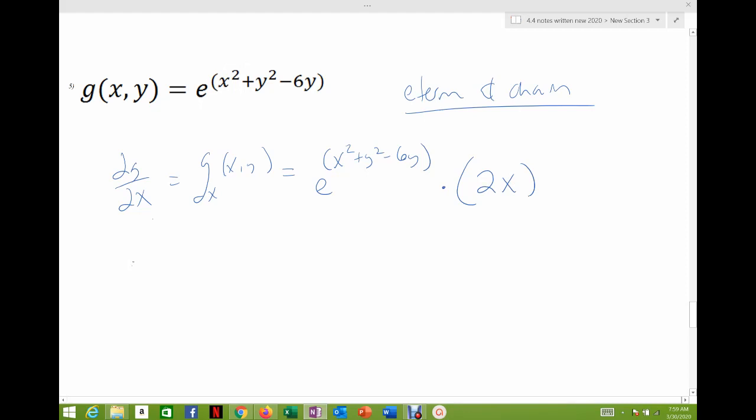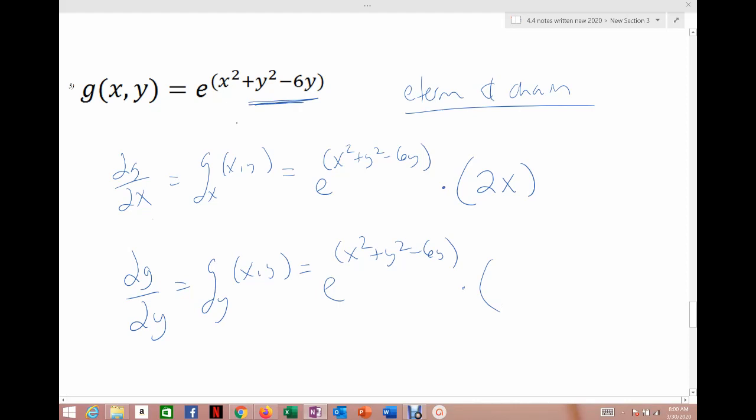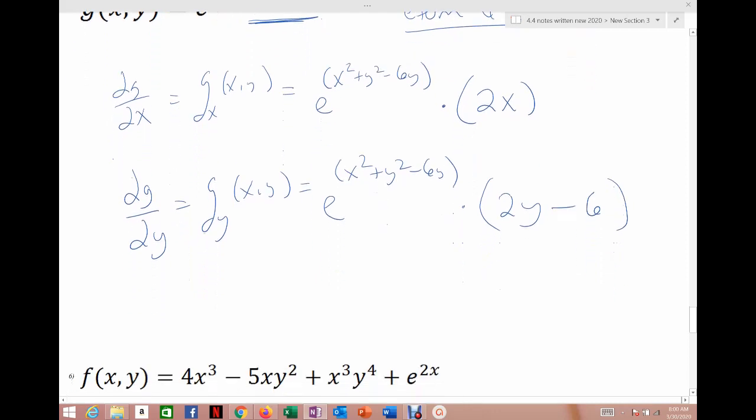Now I'm going to take my first derivative with respect to y. So the change in my g with respect to y, so g sub y. First part's the same. Derivative of the e is the e, and so I rewrite my original expression as is. Then it's times the derivative of the inside, and this is where it matters that I'm looking at the y parts. There are my y parts. The x squared zeroes out, so it's just the derivative of y squared, which is 2y, and the negative 6. Derivative of negative 6y is negative 6, and there's the derivative of that function with respect to y.